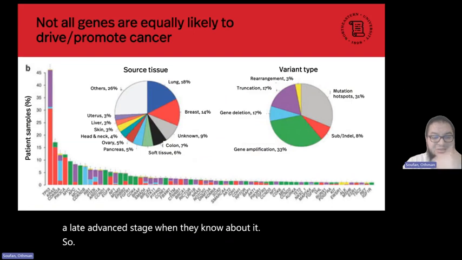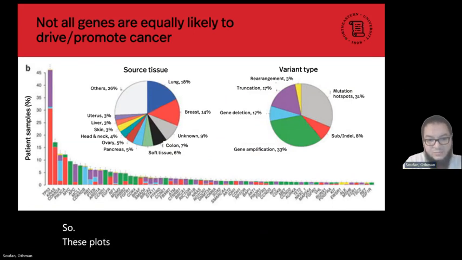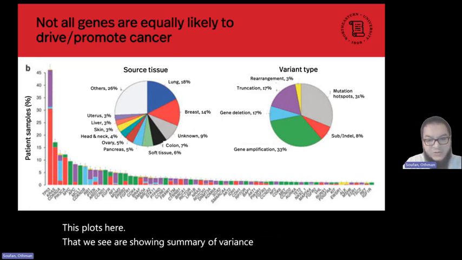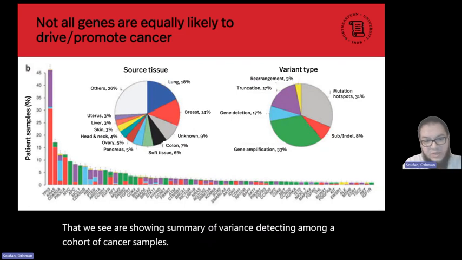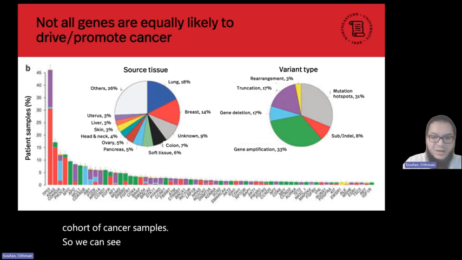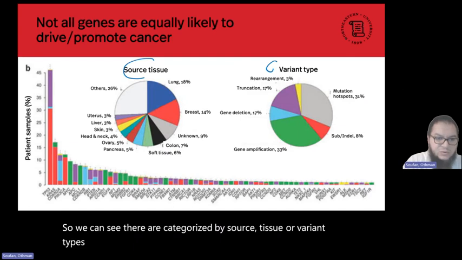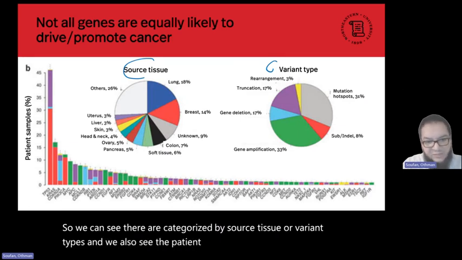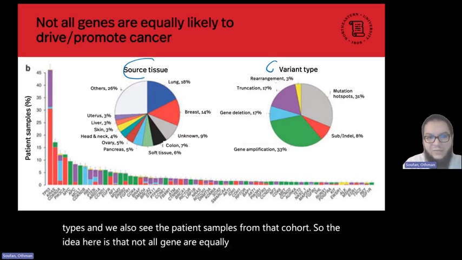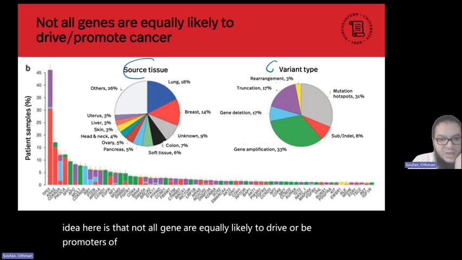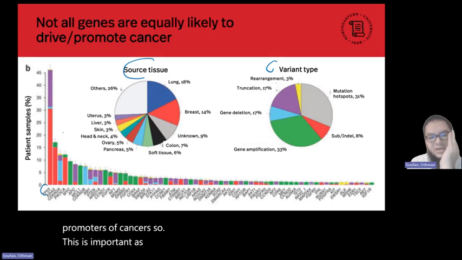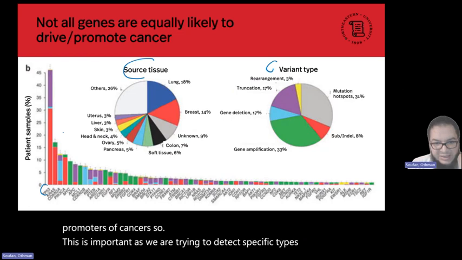So these plots here that we see are showing a summary of variants detected among a cohort of cancer samples. We can see they are categorized by source tissue or variant types, and we also see the patient samples from that cohort. So the idea here is that not all genes are equally likely to drive or be promoters of cancers. So this is important as we are trying to detect specific types of cancers.